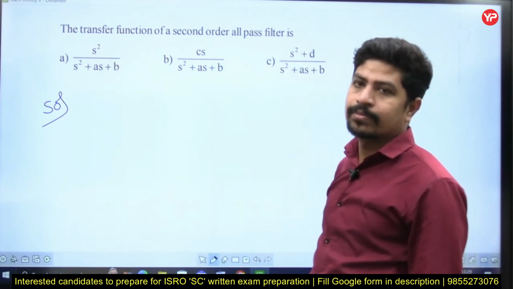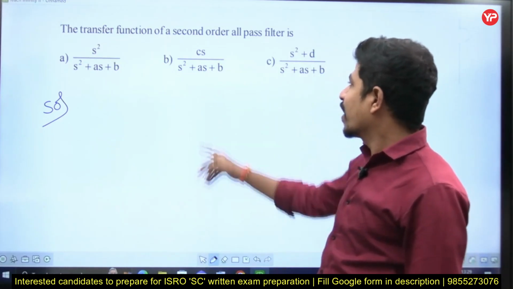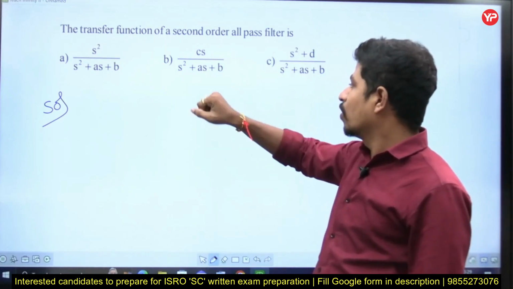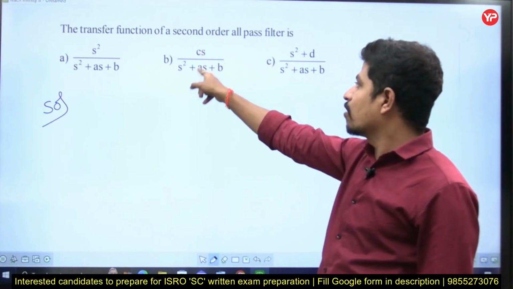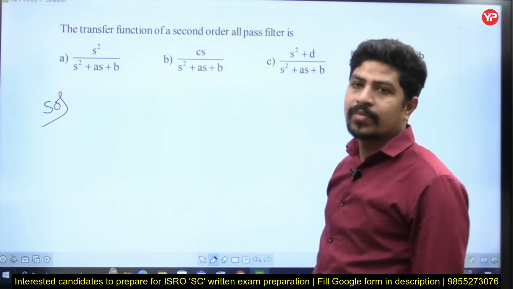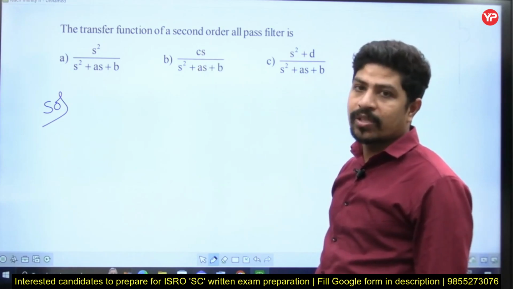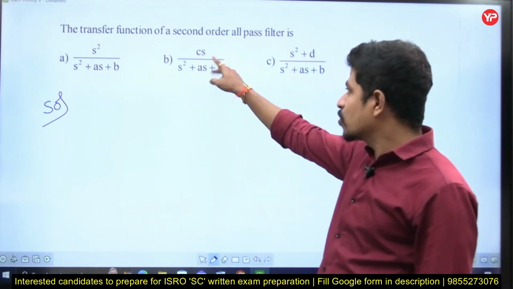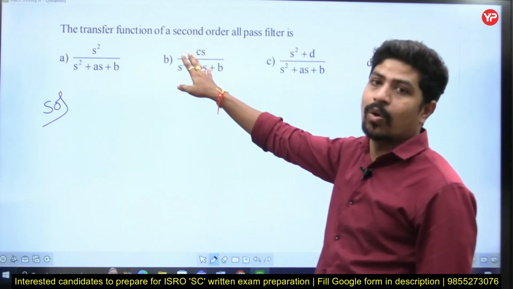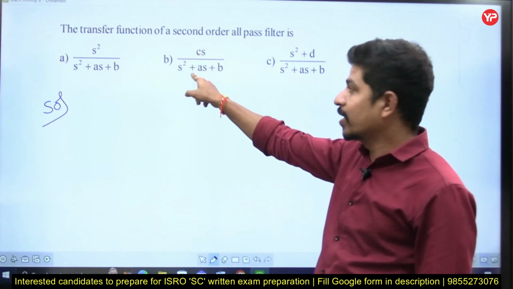That is a high pass filter. If you observe this one, for S equal to 0, this is 0. For S equal to infinity also, it is 0, but in between it is going to have some finite value other than 0. Therefore, it is a band pass filter.